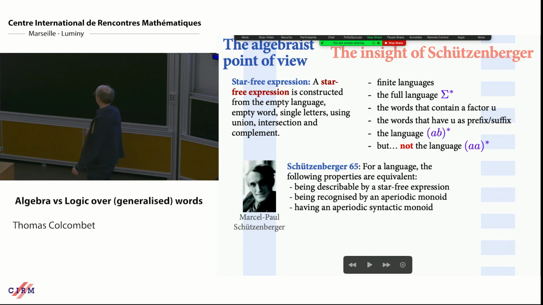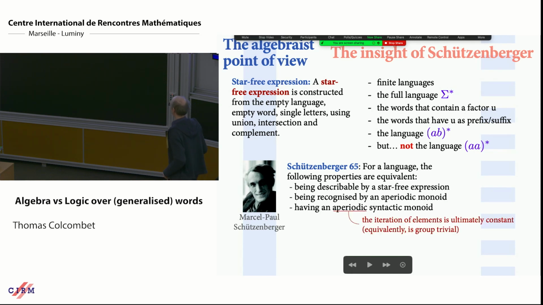So what is the extremely famous and subtle result of Schützenberger? It is that you can, in fact, describe the languages that are expressible by a star-free expression exactly as the ones such that their syntactic monoid, the minimal recognizer for them, is, first, finite. I mean, we are all in the realm of regular languages, so it's finite. And aperiodic. And what does aperiodic mean?